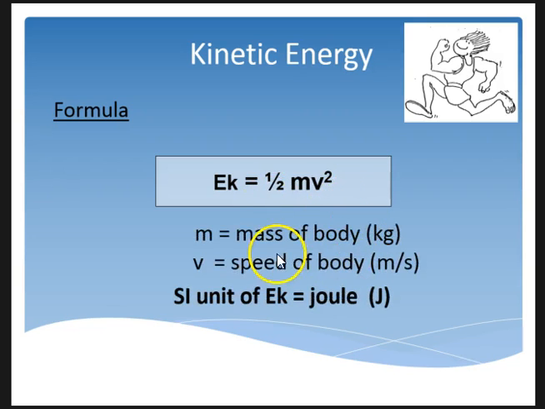Now, take note of some of the symbols here that we are using as well. I mentioned earlier on, small m, take note of the capital or the small letters here. This is important. Small m represents mass of a body, and take note that the mass of the body has to be in kilograms, not grams, but kilograms. Small v here represents speed of the moving body itself, and the speed of the body has to be in meters per second, not centimeters per second, not kilometers per hour, but meters per second. And just to recap, the SI unit of kinetic energy, EK, is joules, capital J.